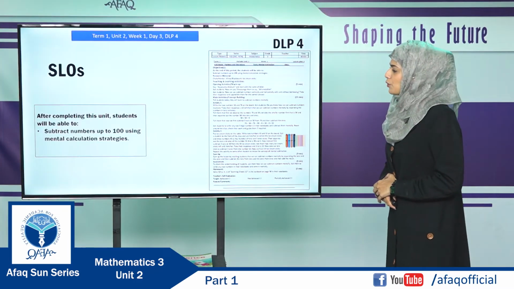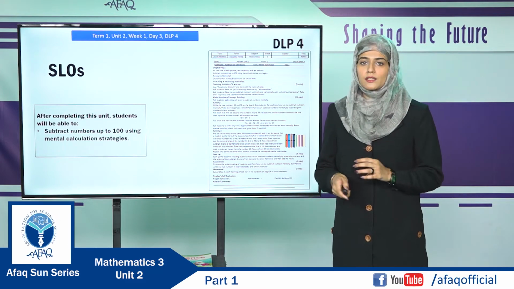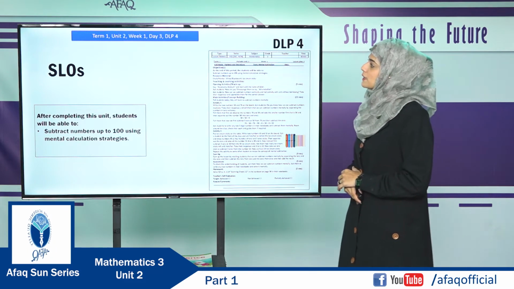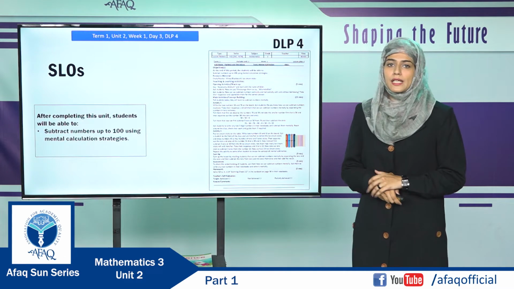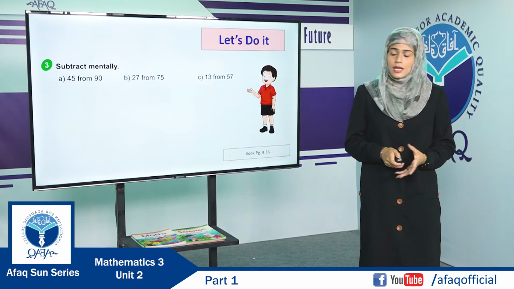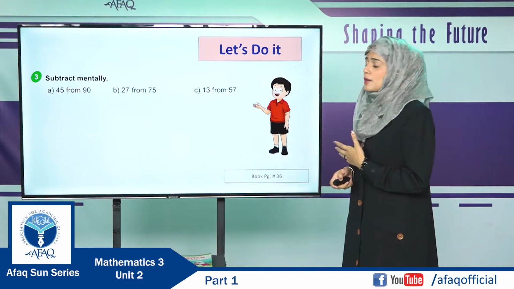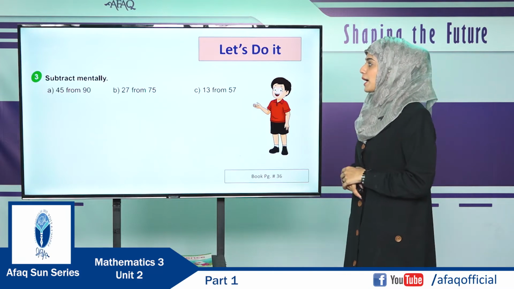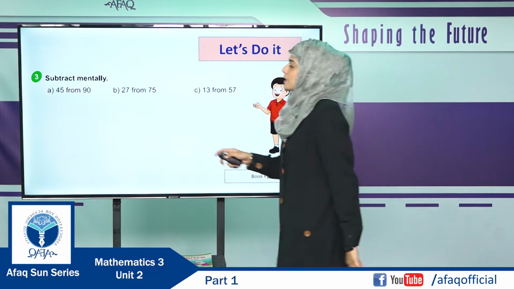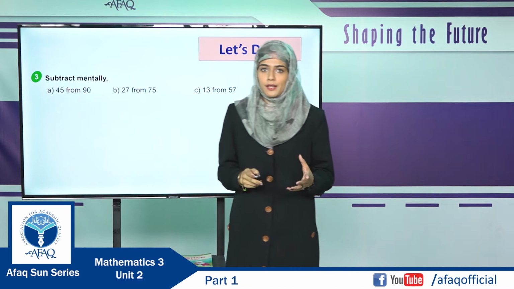In this SLO, we are going to subtract numbers up to 100 using mental calculation strategies. To cover this, the methodology has been given in DLP 4, which falls in term 1, unit 2, week 1 of day 3. Students, here is a question of the subtraction, but we have to subtract it mentally. It's also a mind game. It will sharpen your mind and you will become more intelligent. What we have to do? Let's see part number A. We have to minus 90 from 45.